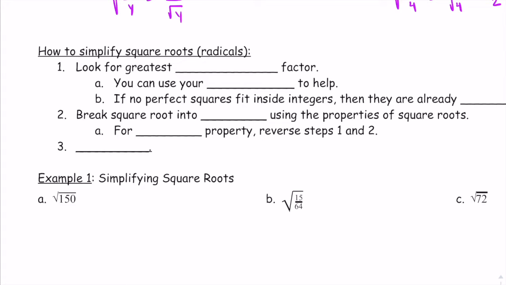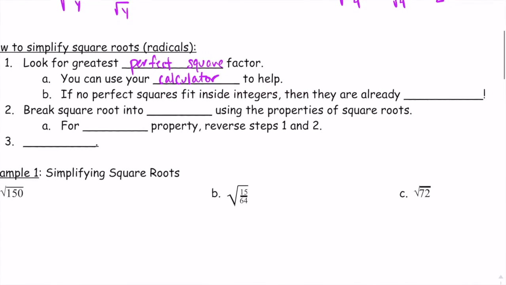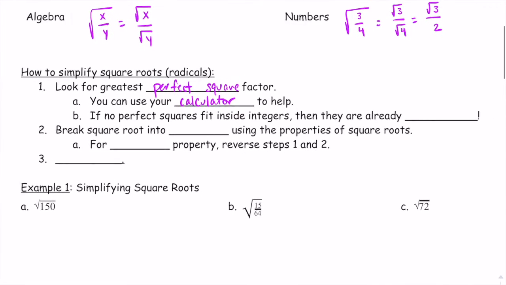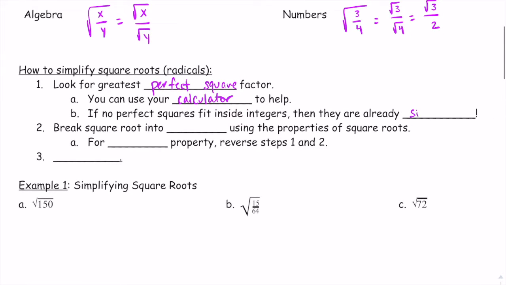It's 3 steps. Step 1 is to look for the greatest perfect square factor. So this is why it'll help you if you have these memorized, but you can use your calculator to help you out. Okay, so let's say you don't have these memorized, well then you can use guess and check for the calculator. If no perfect squares fit inside the integers, then they are already simplified. So let's say in a number no perfect square fits inside it, then that's as simple as it can get. So that's how you know you're done already.